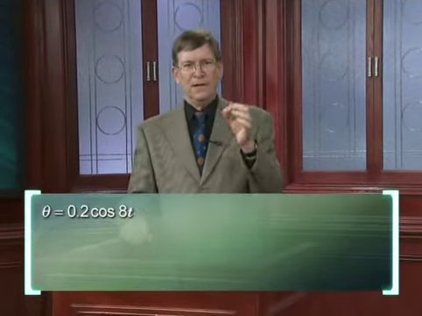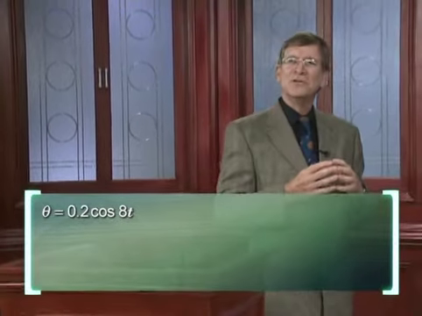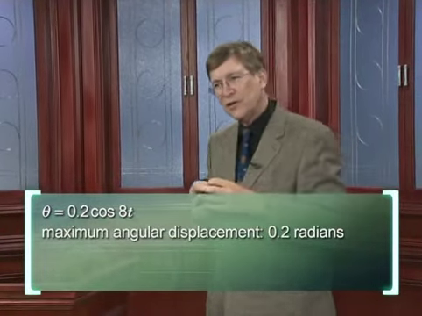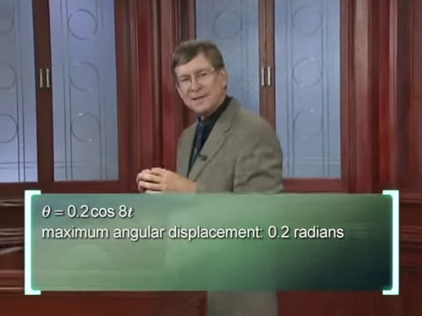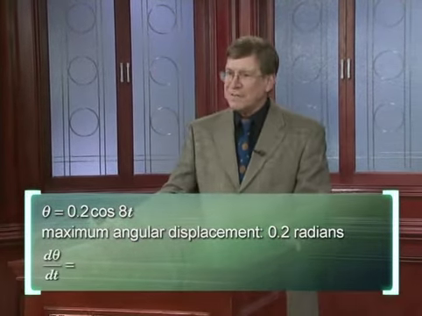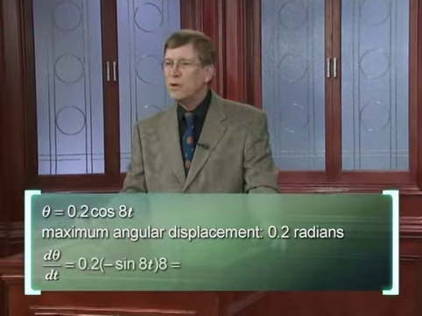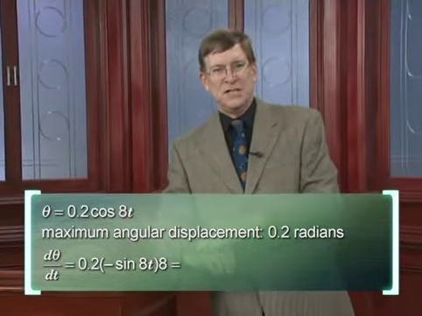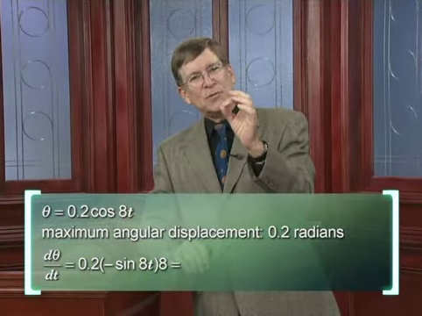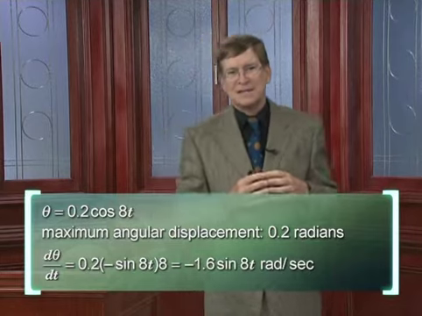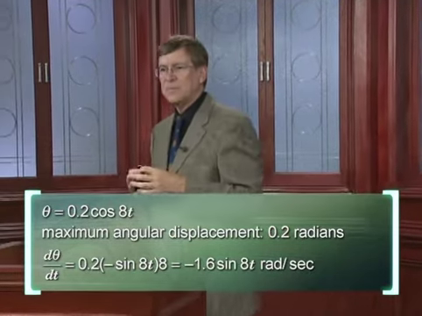So let's complete the problem. Here's the formula. Theta is 0.2 times cosine 8t. The maximum displacement, as we said earlier, is 0.2 radians. That's because that's how big cosine can get. And the derivative is, by the chain rule, 0.2 times minus sine of 8t, and then the inside derivative is 8. So it's minus 1.6 sine of 8t.